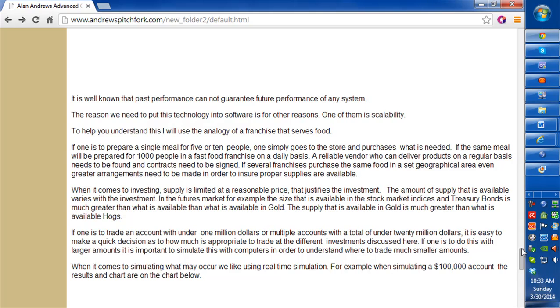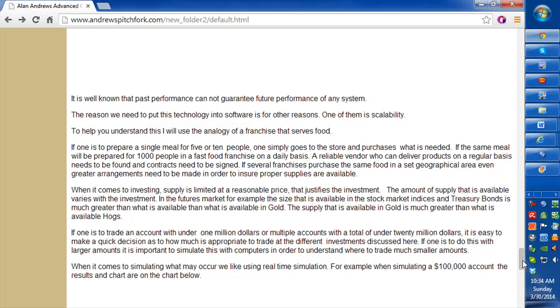When it comes to simulating what may occur, we like to use something called real-time simulation. When you only use historical simulation, it's kind of like a lumber yard. You can build whatever you want with it, but it doesn't mean it's real.